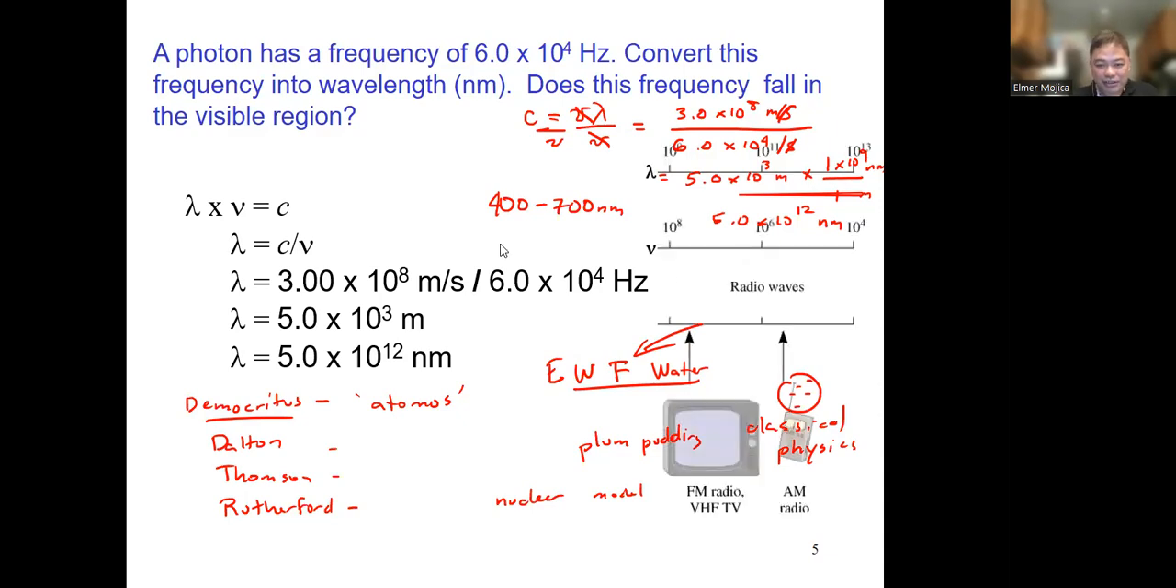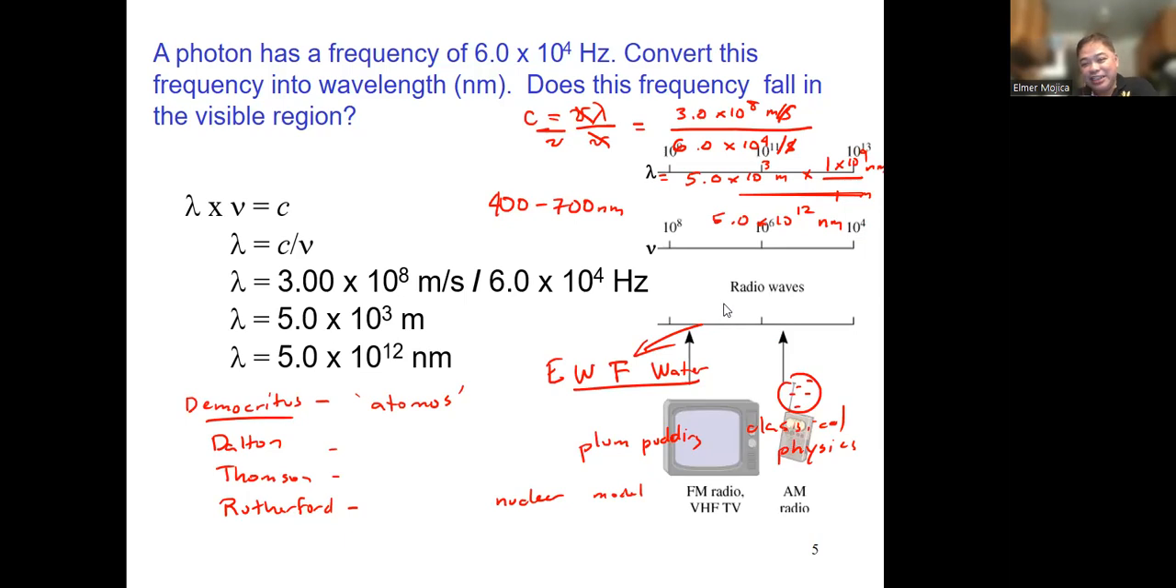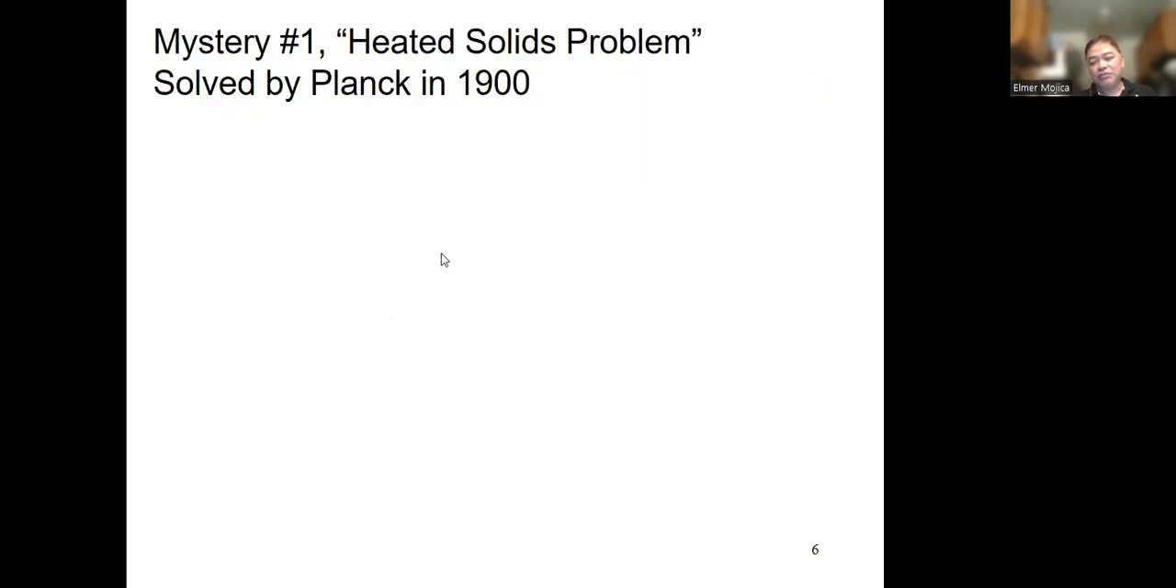And one that they have here is what we call, yung answer pala kanina, hindi siya kasama doon sa visible region, nandoon siya sa radio waves based on this one. Okay, so the answer comes here by Max Planck. Sinolve niya yung tinatawag na, anong phenomena yung sinolve niya? Anyone? Black body radiation. Okay, sinolve niya yung black body radiation, yung tinatawag nilang heated solids problem.